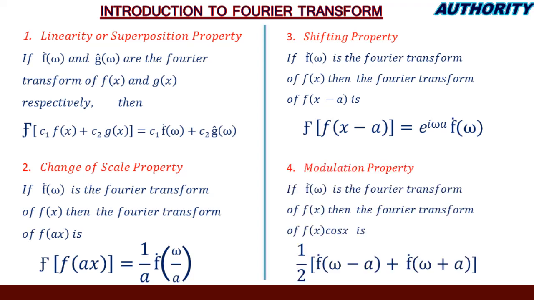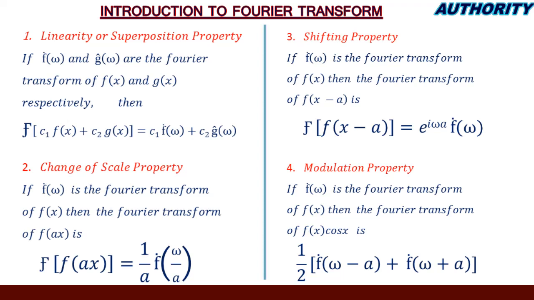Number 4, we have what we call the modulation property. Again, we say if F of omega is the Fourier transform of f of x, then the Fourier transform of f of x cos ax is given as 1/2 of F of omega minus a plus F of omega plus a. So this is called the modulation property.